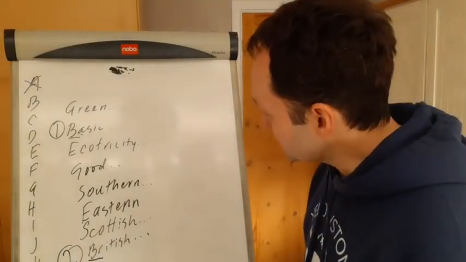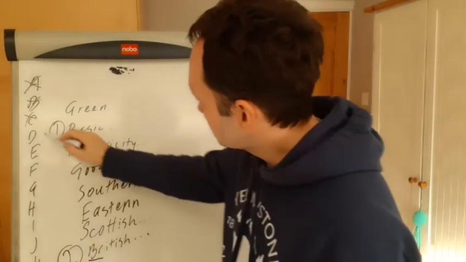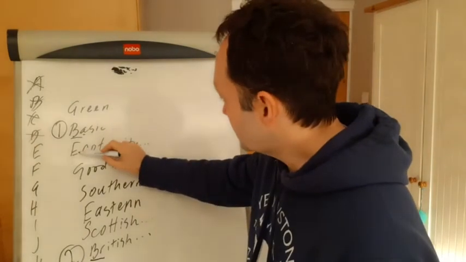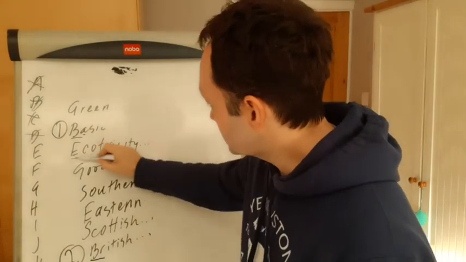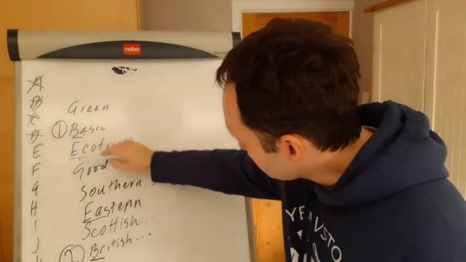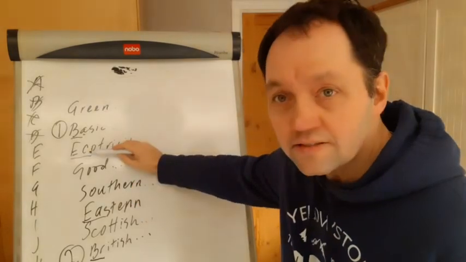Do we have a C? No. Do we have a D? No. Do we have an E? Yes, we do. We have two E's. We have EC, ecotricity, and we have Eastern. So because we have E and E, we just have to go to the next letter. Here we have A, and this next letter we have C.